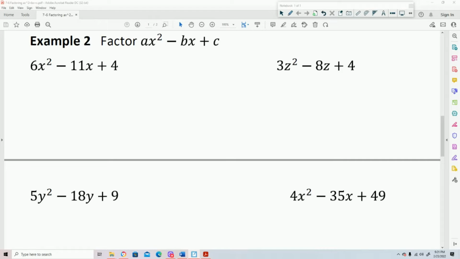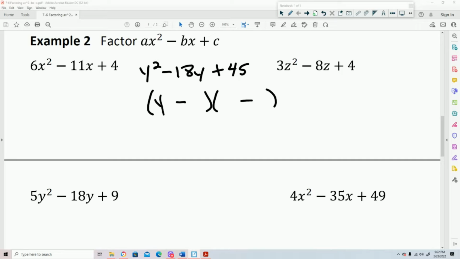Let's multiply the 5 and the 9. We get y squared minus 18y plus 45. Factor: 2 parentheses, 2 minus signs, y. Okay, it's got to be 18 when we add them together, so I'm thinking 15 times 3. That gives me 45, and 18 when I add.